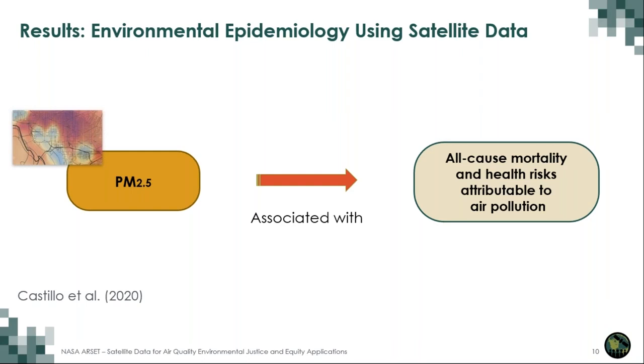Castillo et al. found that people of color communities living in lower socioeconomic attainment neighborhoods had higher particulate matter exposure risks, which were associated with higher health burdens.